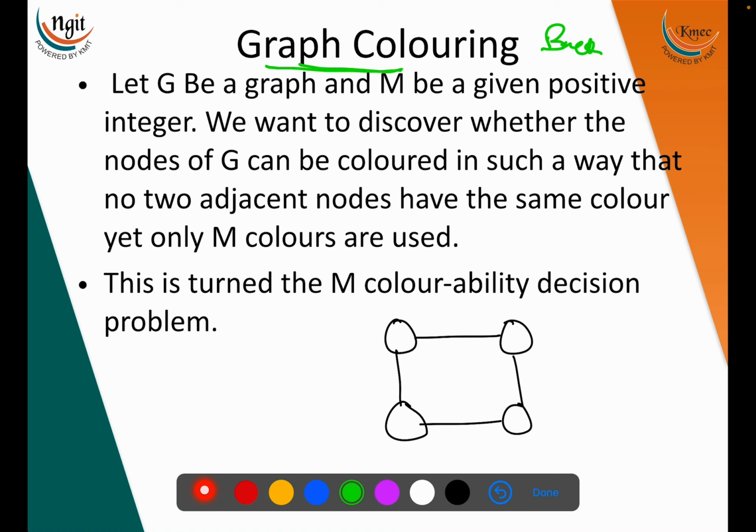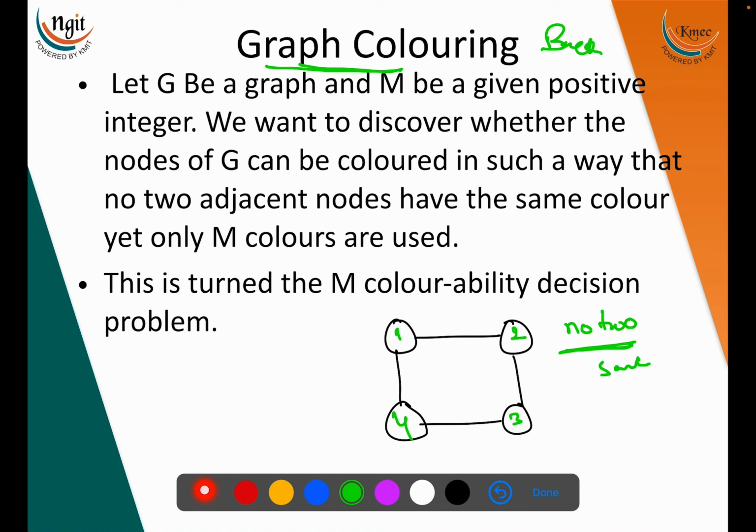Now consider this is a graph. I'm just marking the vertices, some 1, 2, 3, 4 vertices. And the problem is we have to color these vertices of the graph such that no two neighboring or adjacent vertices must have the same color. So these are the colors you are given, that you have to fill in these vertices. Keep this in your mind that no two adjacent vertices have the same color.